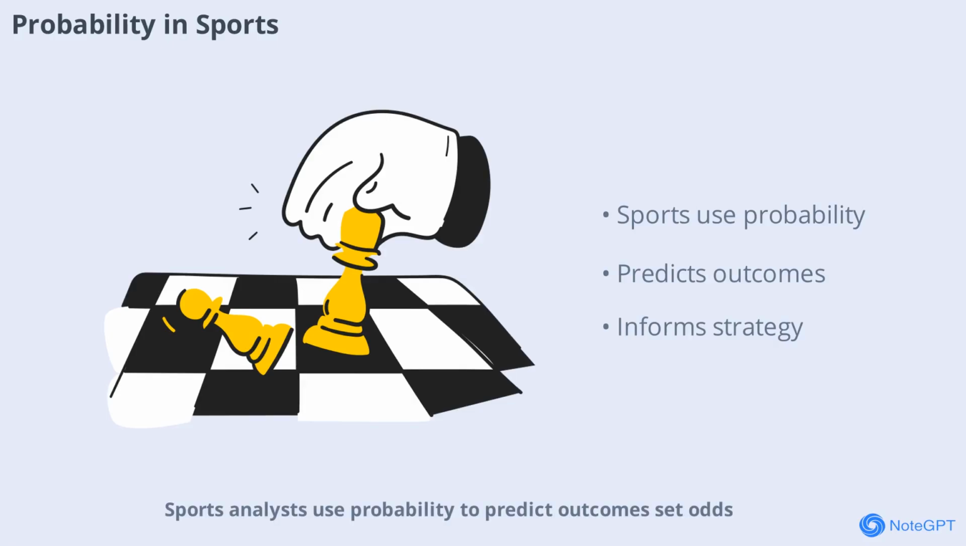Sports analysts use probability to predict outcomes, set odds, and develop strategies. For example, the probability of a basketball player making a free throw can influence coaching decisions. Understanding probability helps teams and fans appreciate the uncertainty and excitement of sports.